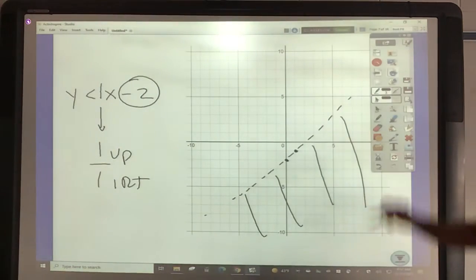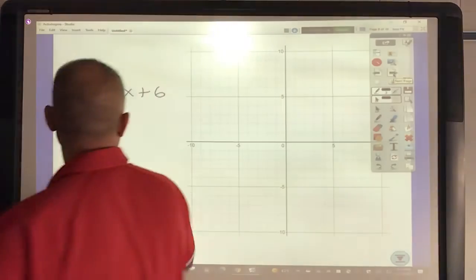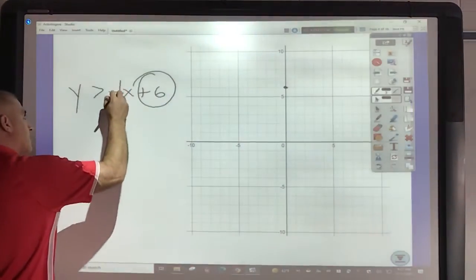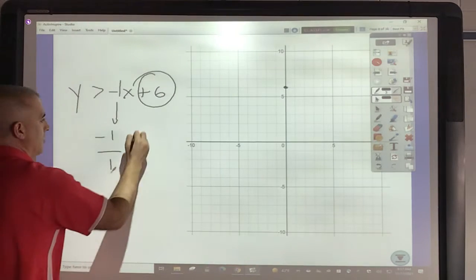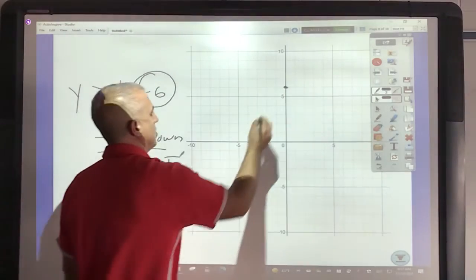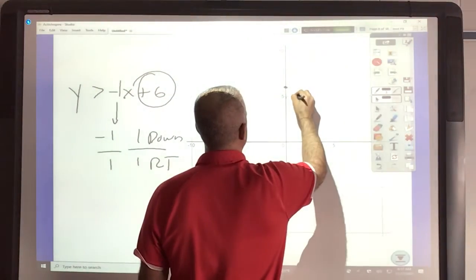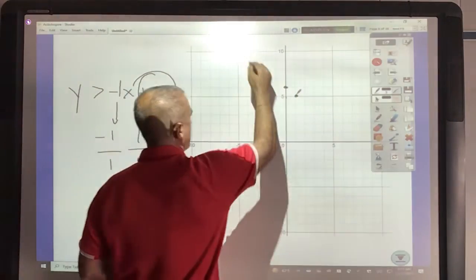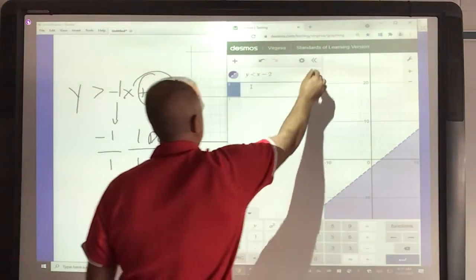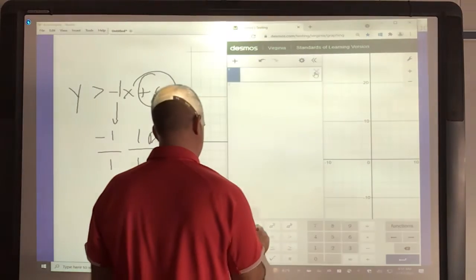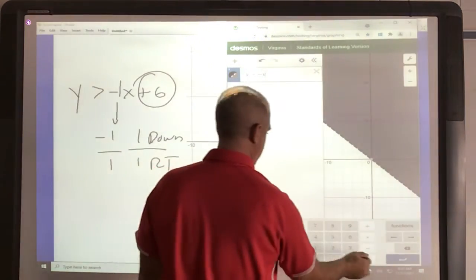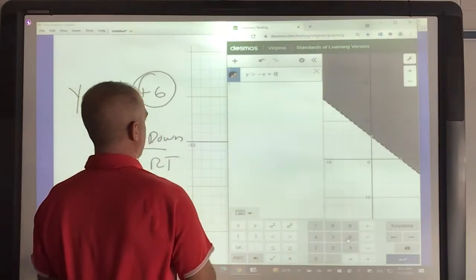Okay? And now this one, I would start at positive 6. Now, that's a negative 1, so as a fraction, it's negative 1 over 1. So 1 down, 1 right. No line underneath of it, so dashed line. So I got y greater than negative x plus 6.